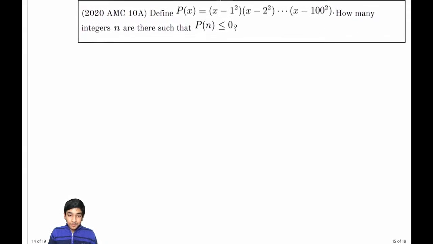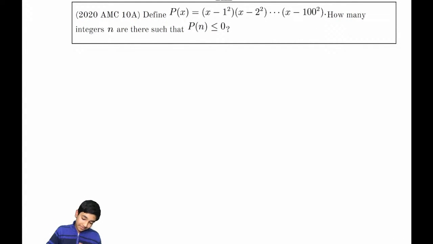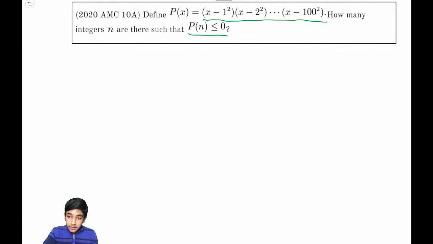Okay, so I'll take a look at this problem from last year's AMC 10. If you took it, you probably remember this problem. Basically the idea here is you're multiplying 100 terms, and you want p of n to be less than or equal to 0. So when will p of n be less than or equal to 0? We want to have 99 of the terms be negative and 1 be positive, or, more generally, an odd number of terms be negative and the other terms be positive.